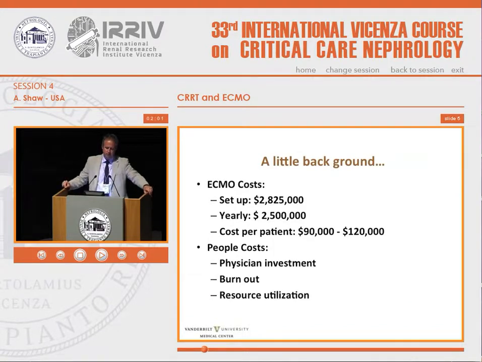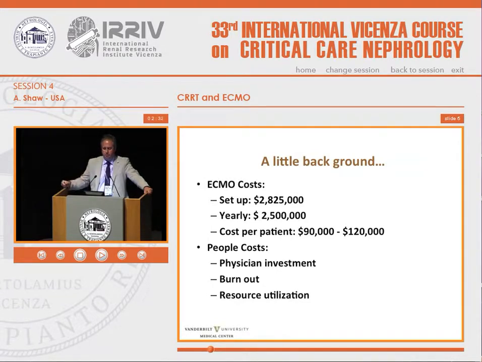So before we get into the technical details, it's important to talk about dollars. This is an expensive hobby by anybody's standards. To set an ECMO service up, and we know what this costs because we've done it, costs a little under $3 million just to get started. You have to buy equipment, you have to staff up, you have to pay for the people who are running the service's time, even when they haven't got a patient on ECMO.